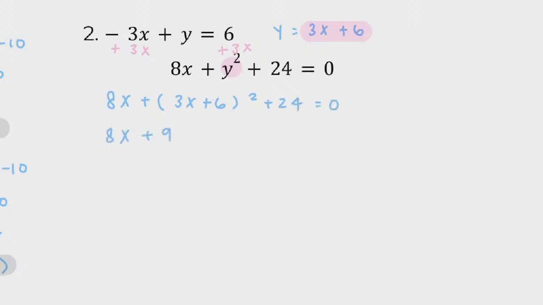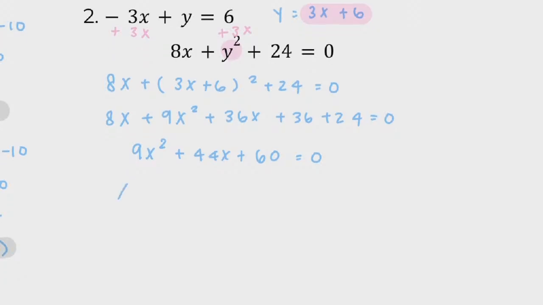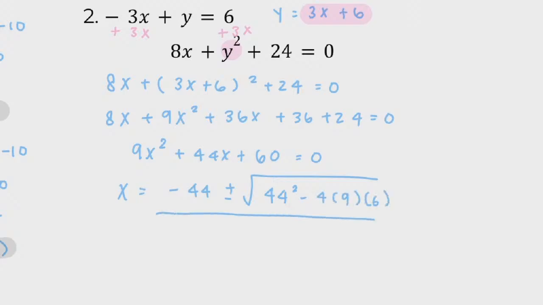When we multiply that out, that'll be 9x squared plus 36x plus 36 plus 24 equals 0. Then we can combine like terms. We'll get 9x squared plus 44x plus 60 equals 0. And we can't factor this using the x method, so we have to use the quadratic formula. So that's going to be negative 44 plus or minus the square root of 44 squared minus 4 times 9 times 60, over 2 times 9.